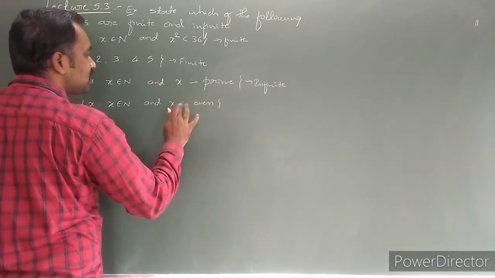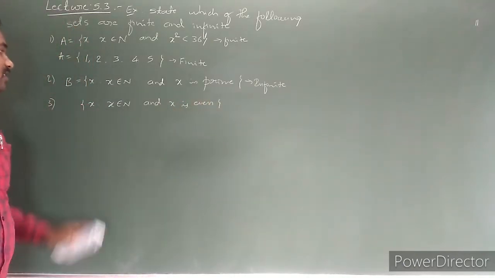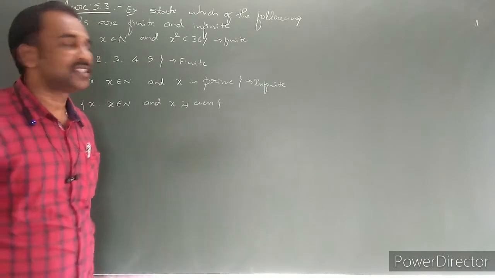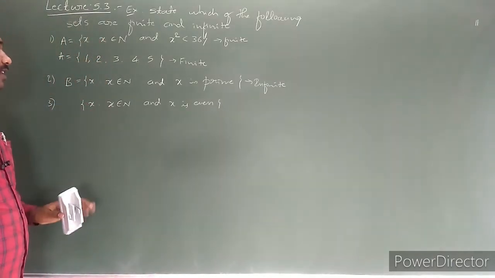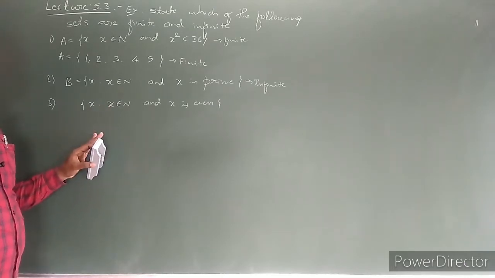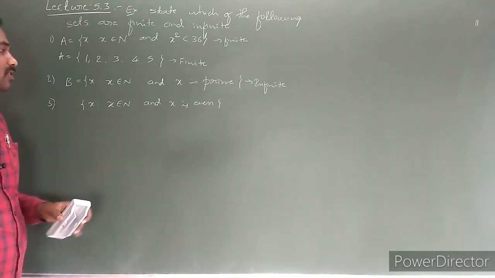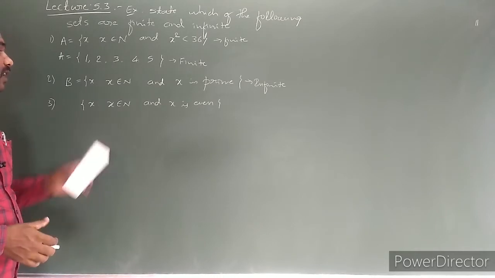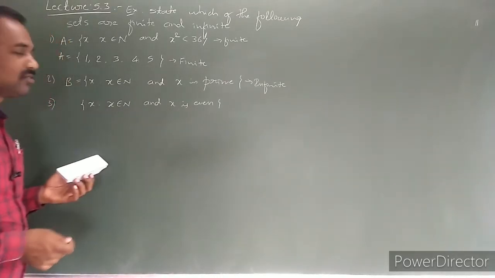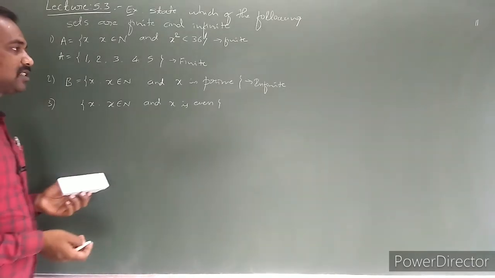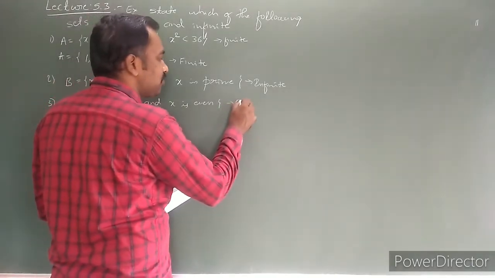X is a natural number as well as x is even. Is it finite or infinite? Directly you can write it in roster form. Here it is in set builder form. So x is a natural number and x is an even number. Natural even numbers: is it a finite set or an infinite set? It is an infinite set.